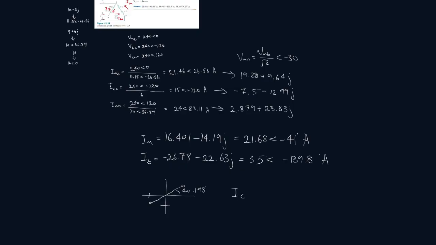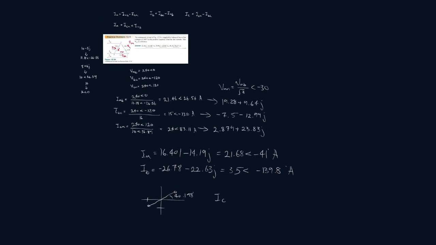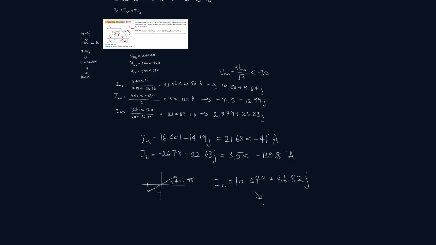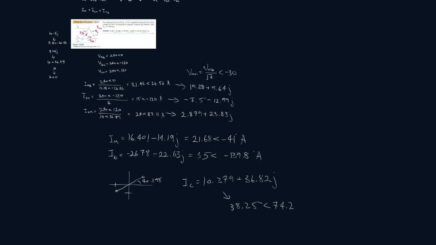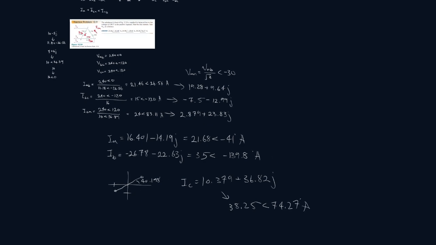And finally, IC is ICA minus IBC, and that gives us 10.379 plus 36.82J, and that gives me 38.25 phasor 74.27 degrees in amperes. Okay, and this is IC, and those are your answers.